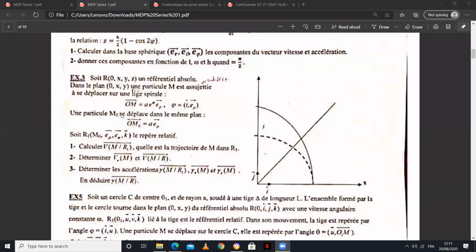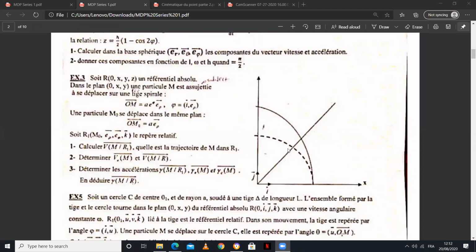Okay, good. So we had this référentiel absolu R, OXYZ. Dans le plan OXY, une particule M est assujettie à se déplacer sur une tige spirale. Et on a OM égale A exponentielle de phi suivant e_r, phi étant l'angle entre I et e_r. En plus, on avait une particule M0 qui se déplace dans le même plan, and OM0 is equal to A suivant e_r.